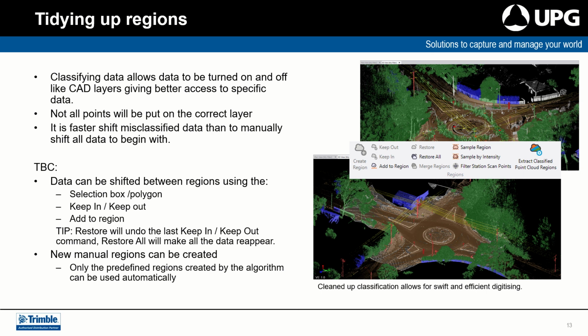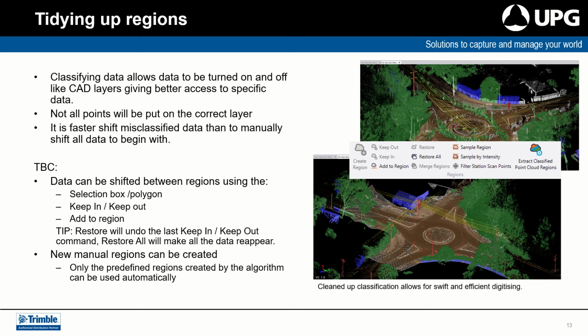When you're tidying up regions in TBC, we have several different tools in the Regions tab that allow you to do different things within the data. Generally, you're just selecting the data and shifting it from one region to another. So you select the data using the polygon or the square select tool on the bottom of the view, and then you use your keep in, keep out tool to narrow down the data to a specific desired grouping, and then you would use the add to region tool to shift the data to a new region.